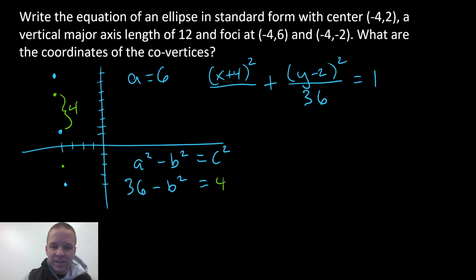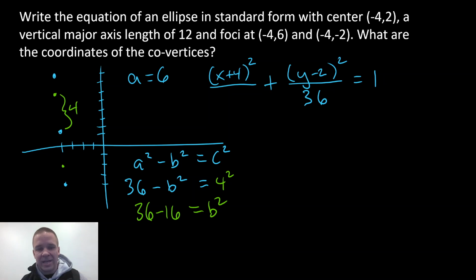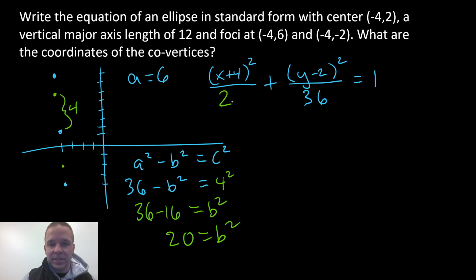So in any event, this is going to be 4 squared. So now I'm going to have 36 minus 16 equals B squared. I'm going to bring that B over to the other side. And now I'm going to have 20 equals B squared. So really, I can just pop that 20 right up here since that's what I want, right?